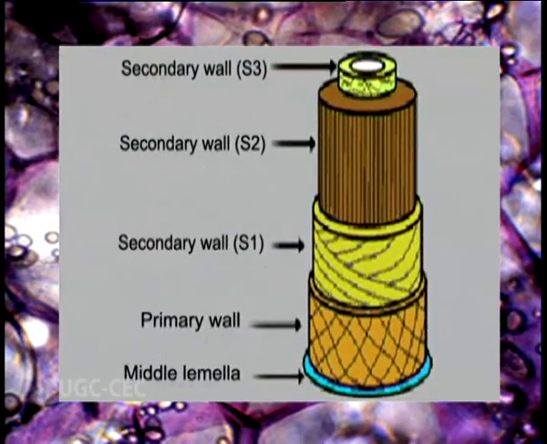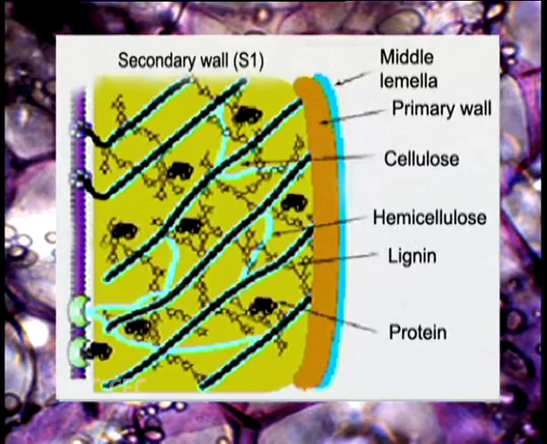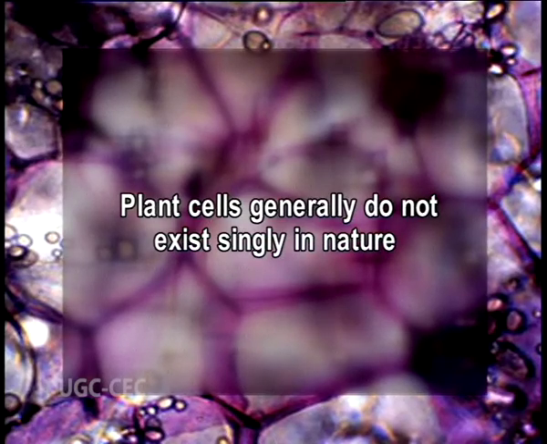The cell wall consists of three main regions: the middle lamella, the primary wall and the secondary wall. In each region, the cell wall has three major components: cellulose microfibrils, hemicelluloses, and a matrix or encrusting material, typically pectin in primary walls and lignin in secondary walls. To understand the structure of these wall layers and their interrelationships, it is necessary to remember that plant cells generally do not exist singly in nature.